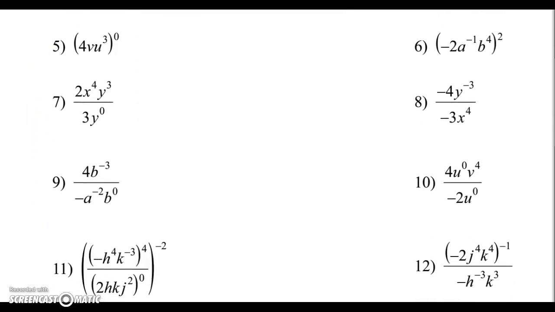Number 5, easiest problem on here. The entire quantity is to the 0 power. Anything to the 0 power is 1. So there we go. That's number 5.